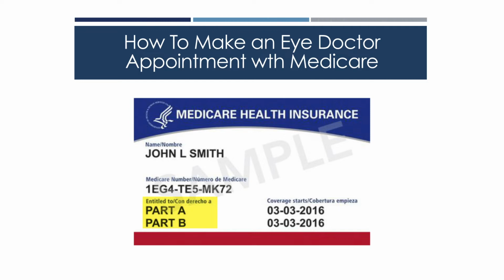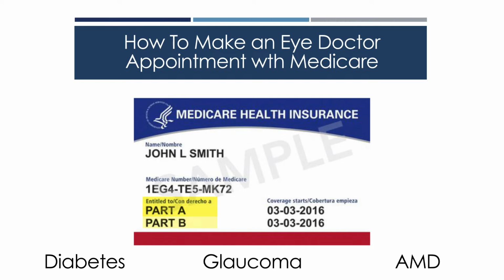Part A and Part B are considered original Medicare. Adults on original Medicare typically do not have any vision coverage options. However, if an adult does have an eye disease that is diagnosed, such as diabetes, glaucoma, or AMD, Part B does cover a yearly dilated eye exam. This is considered a medically necessary service.